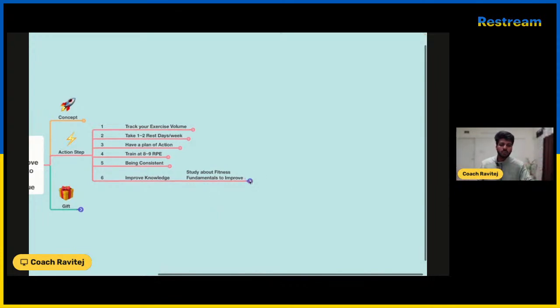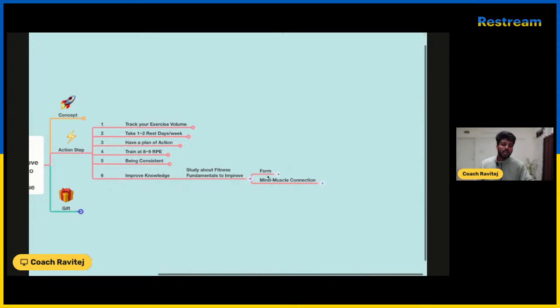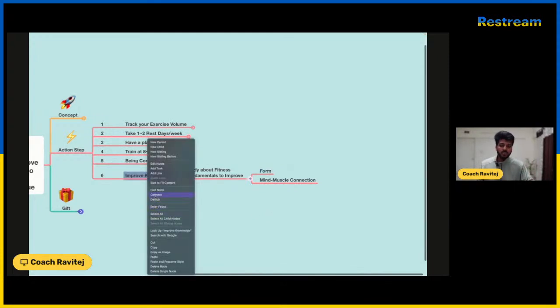Okay, so this is the thing where you'll understand more about right form. Are you doing exercise properly or not? Second, you will understand about mind muscle connection. Like this, all these concepts you will start understanding of a proper training. So these were the 6 steps.